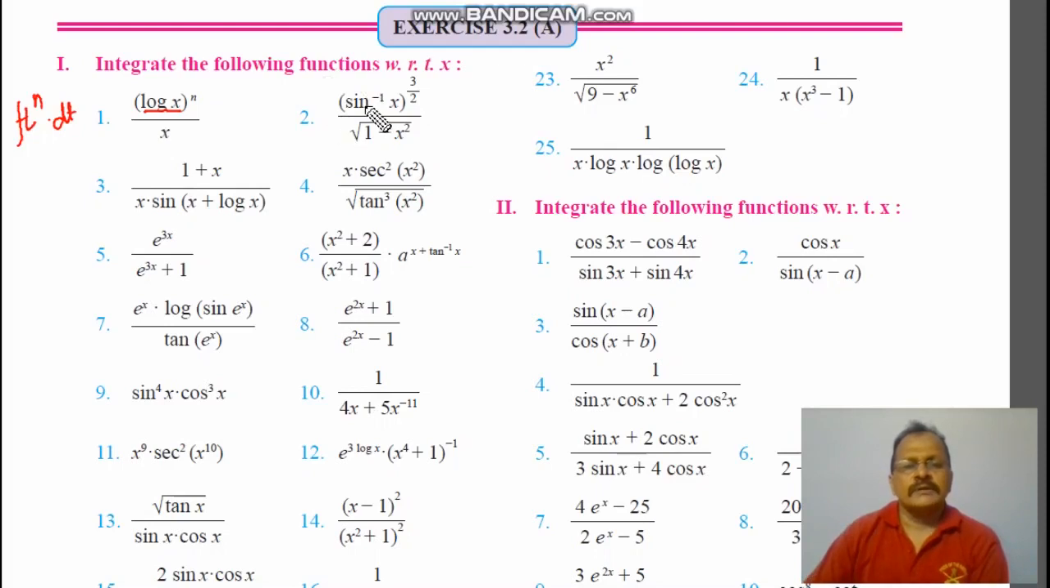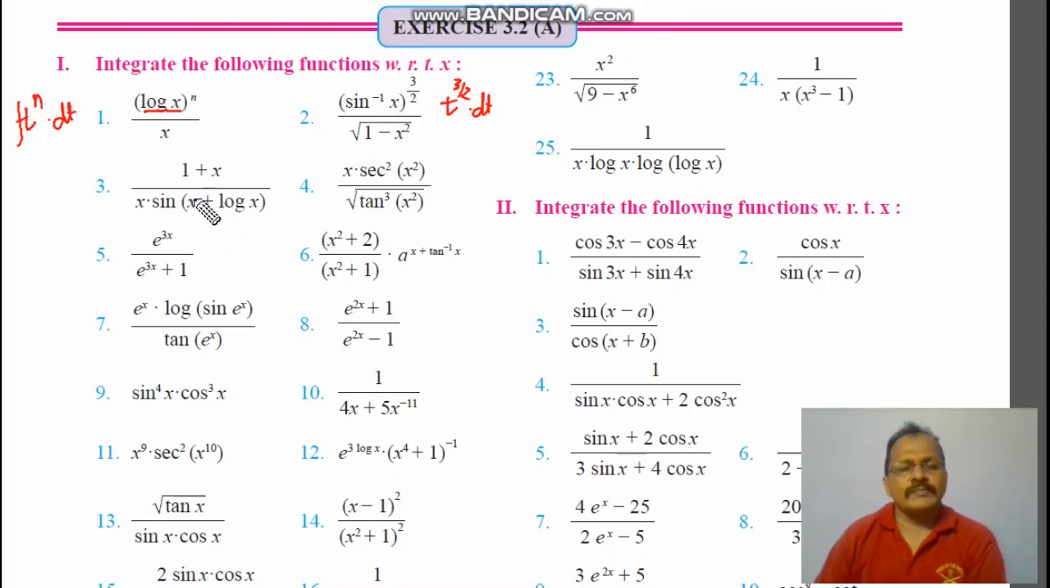Second one, sin inverse x raised to 3 by 2 upon under root 1 minus x square. Clearly the derivative of sin inverse x is 1 upon under root 1 minus x square. So put sin inverse x is equal to t. So dx upon under root 1 minus x square will become dt, and this problem will become t raised to 3 by 2 dt.